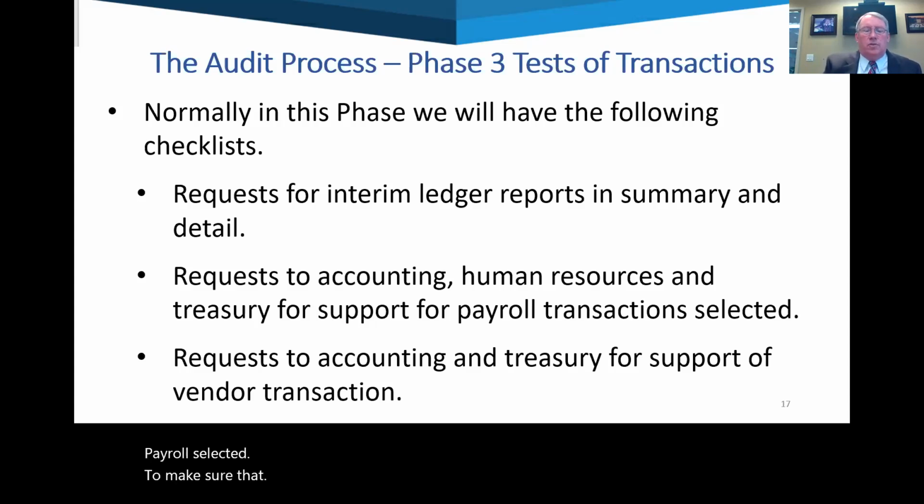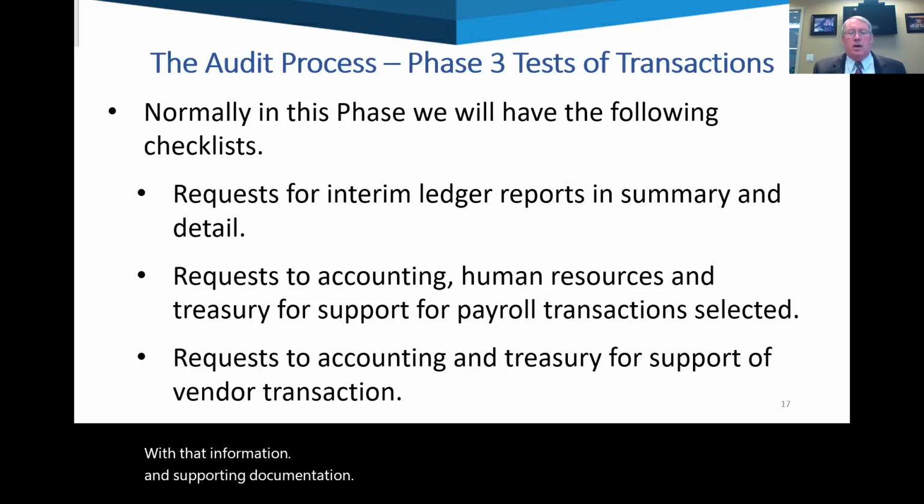So that checklist is basically saying, all right, we selected these 40 people, these 40 transactions. And what we need you to do is provide us with that information so we can audit the supporting documentation.